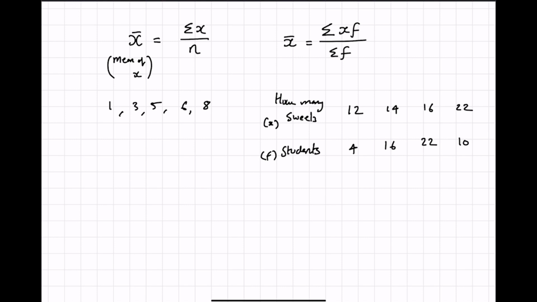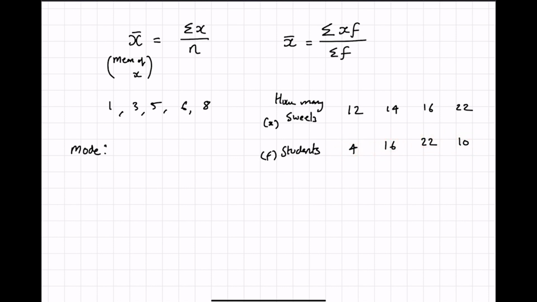So to do this, first of all, let's find the mode, the median, and the mean, so you'll know how to do each of the three. The easiest one to do would be the mode. To do the mode, all we need to do is say which one is the most popular, or which number of sweets do people have the most. So only 4 people have 12, 16 people have 14, 22 people have 16 sweets, and 10 people have 22 sweets.